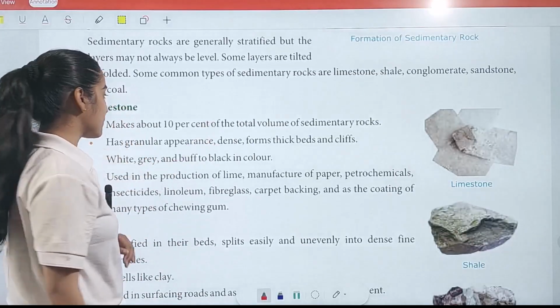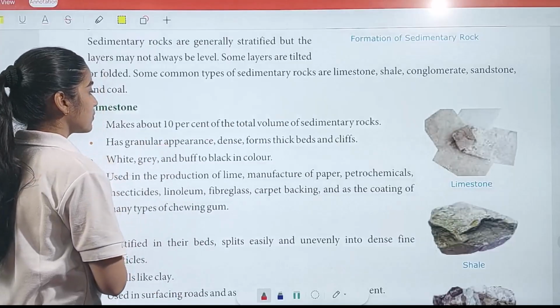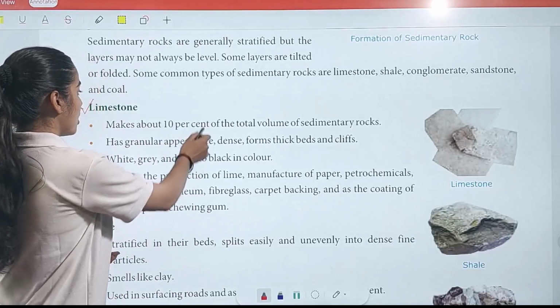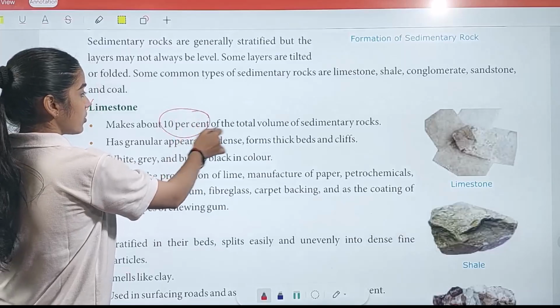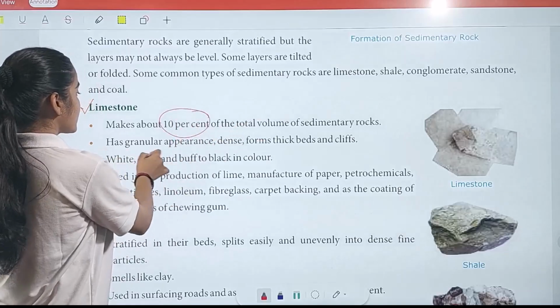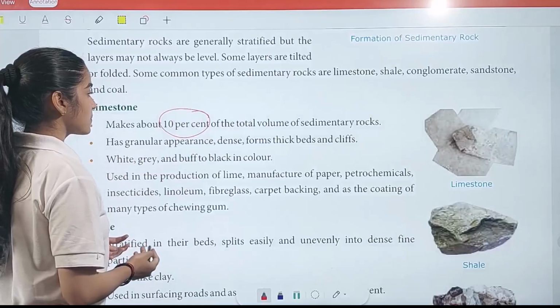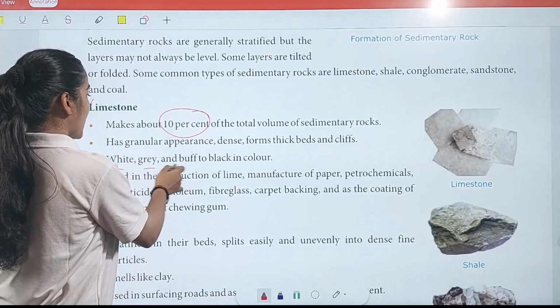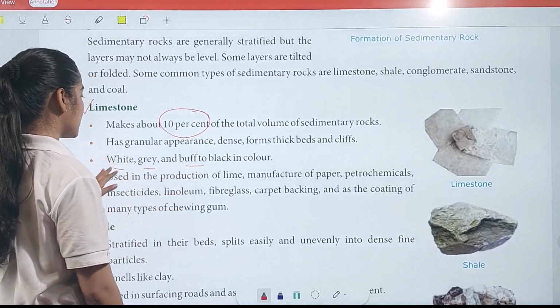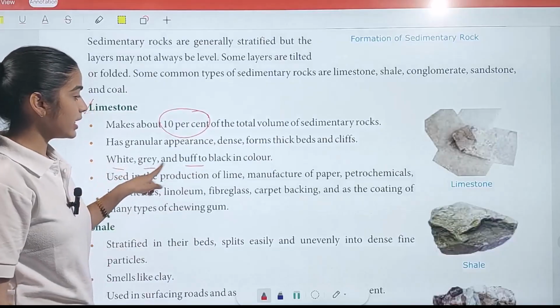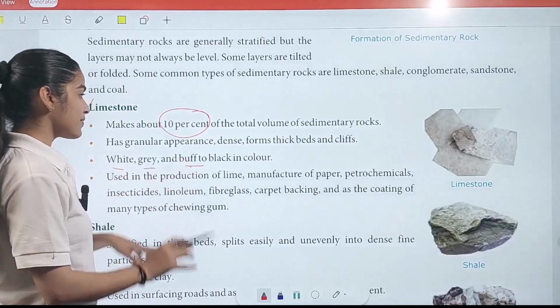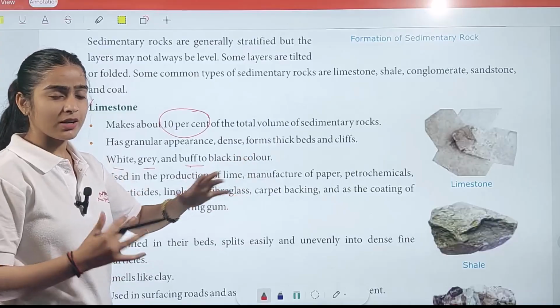So first we have limestone, which makes about 10% of the total volume of sedimentary rocks. Limestone has a granular appearance, dense forms, thick beds and cliffs, and is white, grey and buff to black in color. These are the colors we have: white, grey and buff. Okay, buff is something between creamish and whitish.